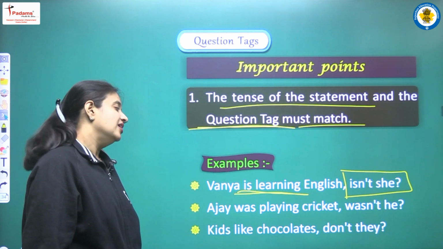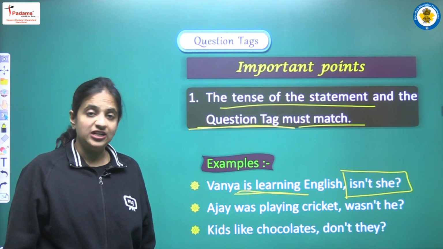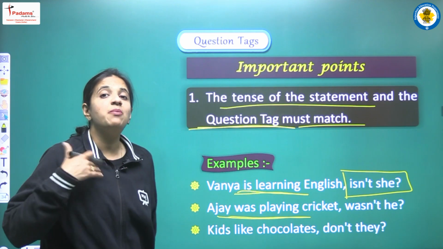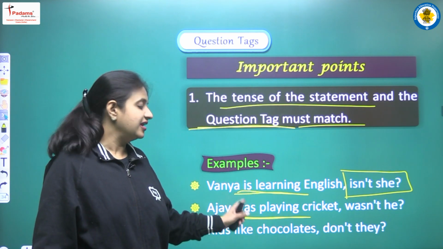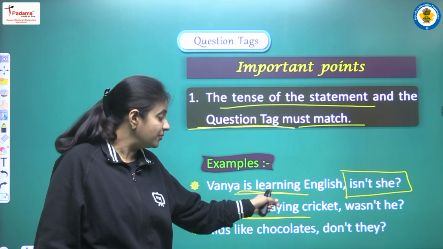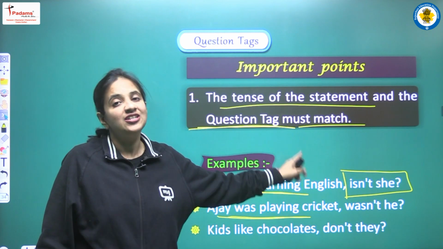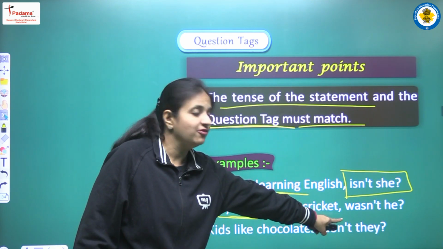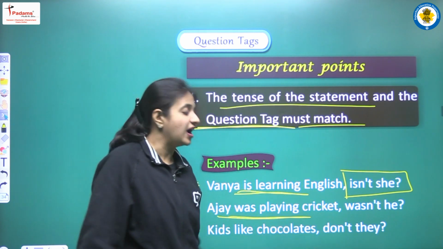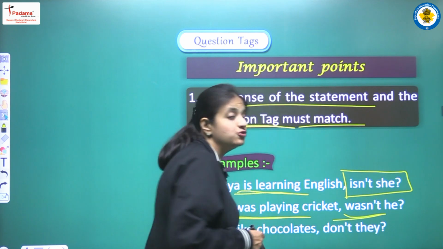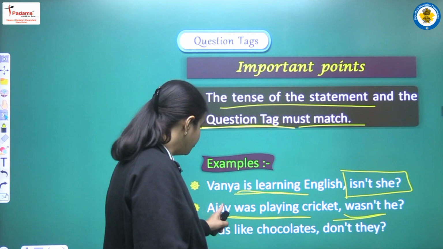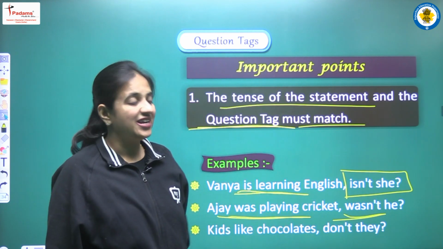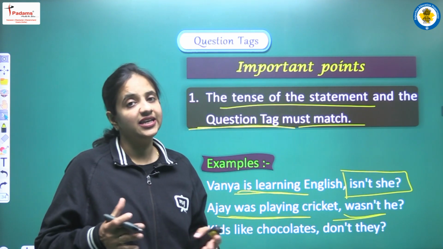Next example: Ajay was playing cricket. Now it is very clear that in this sentence we have past continuous tense, because we have was as a helping verb and first form plus ing. So this sentence belongs to past continuous tense. In the question tag we have to use the same tense. So we write was plus not, that is wasn't in a short form, and for Ajay we use he as a pronoun. So our question tag here is: wasn't he.